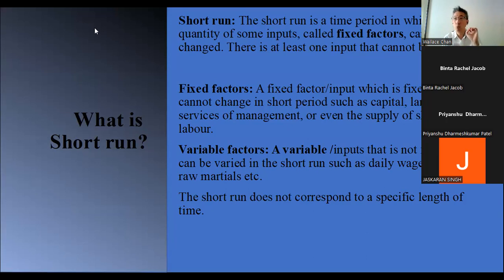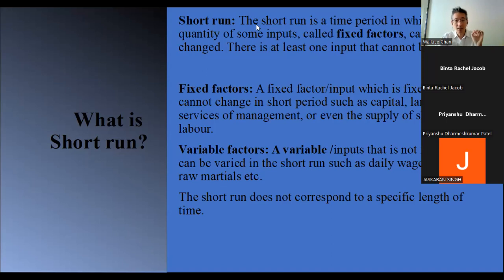a very well-defined meaning of it. So short run and long run in the context of economics is not about the time frame. It's not like, if it is 1 month, then we call it short run, and if it is 2 months and above, we call it long run. No, it's not like this. So listen to this very carefully.